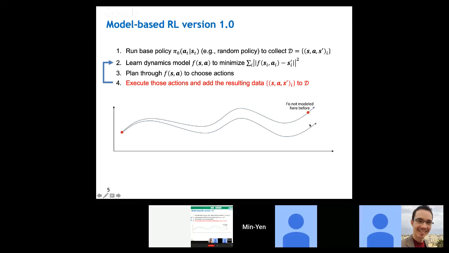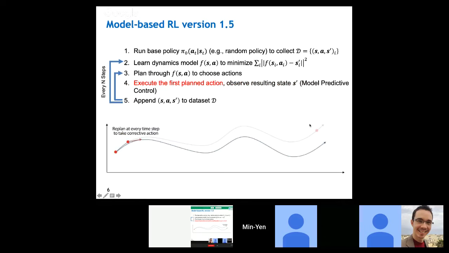So in order to solve this problem, version 1.5 is we still do the planning. We plan the whole trajectory, but instead of applying the whole sequence of actions, we just execute the first action. Then we do the observation, append the data to the data set, and replan. So we replan the whole trajectory, but again only execute maybe the first planned action.